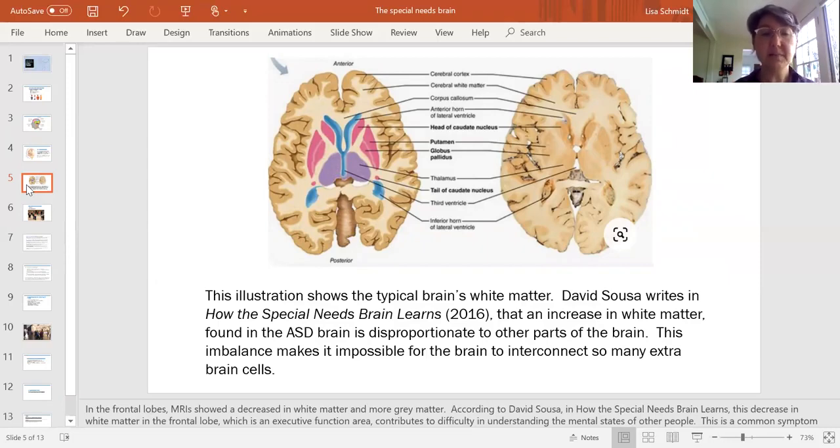And this imbalance makes it impossible for the brains to interconnect so many brain cells. So what they discovered is that in an ASD child, there is much quicker brain growth than in a normal child, building up in that white matter. And that is just too much white matter for everything to connect and work. And that could be a serious cause for some of the dysfunction that we see in the ASD behavior.